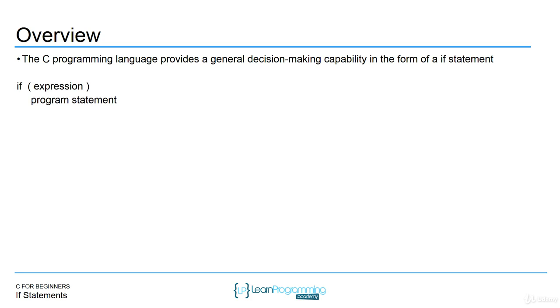So what it looks like is something like this. The if keyword, and then inside the left and right parentheses you have something called an expression. We know what expressions are and the difference between statements. That expression has to evaluate to true or false. And then you have a program statement. This is the most simple kind of if statement.